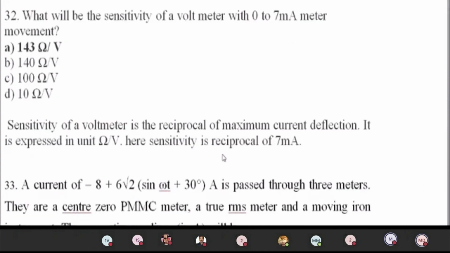The next question is related to the sensitivity of a voltmeter. What will be the sensitivity of a voltmeter with a 0 to 7 milliampere meter movement? The current has been given. Here the solution is that sensitivity of a voltmeter is the reciprocal of maximum current deflection. Here the current deflection has been given as 7 milliamperes. So 1 by 7 milliampere, that is 7 into 10 to the minus 3, we will get 143 ohms per volt.